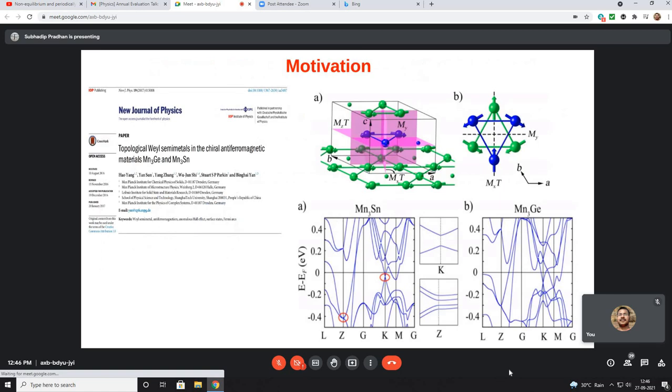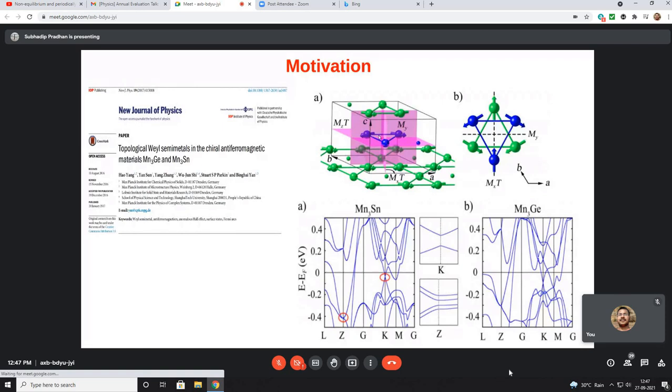Now for the motivation of my talk, that was the paper which I studied first. It was the paper by Yang Sun and Yang Zhang. They first studied topological Weyl semimetals in the chiral antiferromagnetic materials Mn3Sn and Mn3Ge. So that was the first study of the Weyl semimetal properties of chiral antiferromagnetic materials.